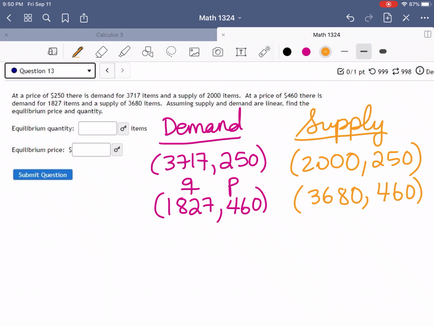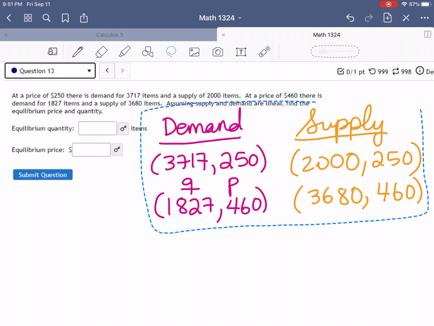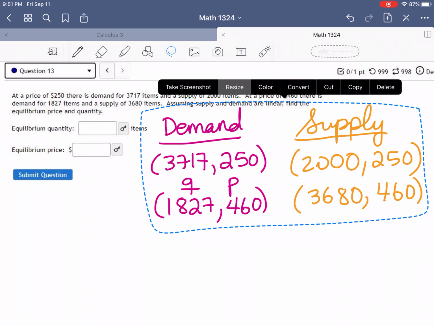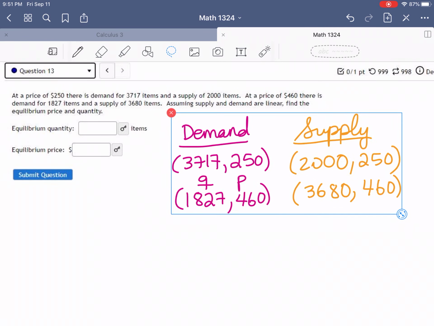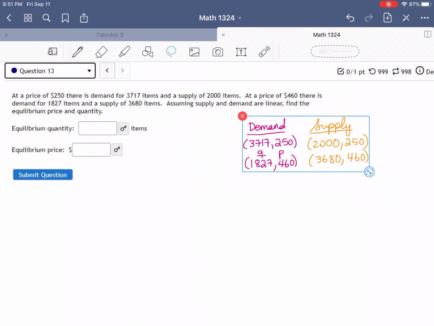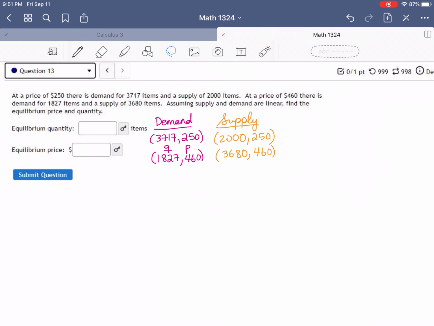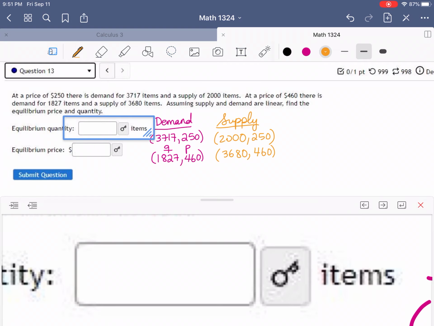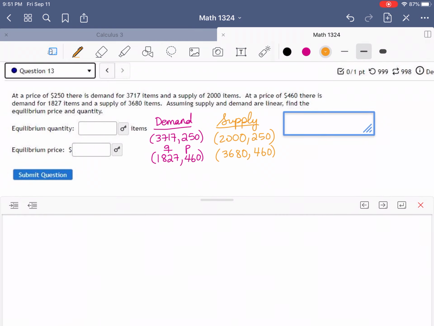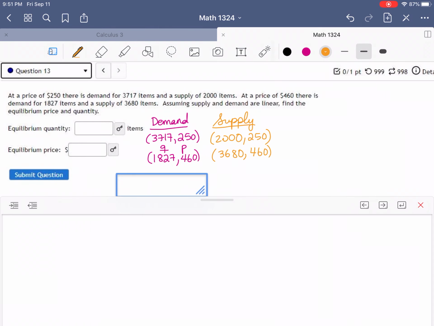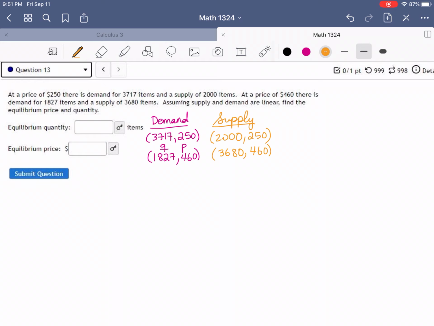Right, so given these 2 points, and let me go ahead and shrink this down. It's taking up an awful lot of space. So for each of these two quantities, demand and supply, we can come up with a linear equation that goes through those points. So I will work in magenta for the demand and then work in orange for supply.